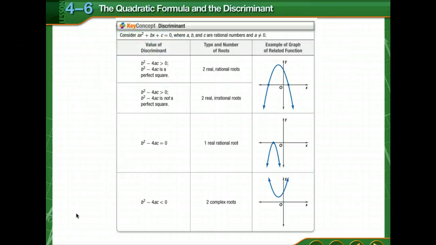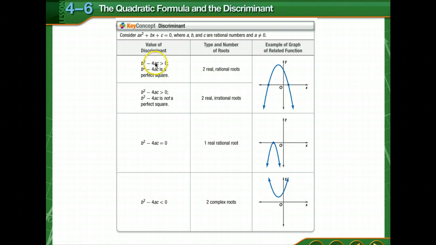Okay, now let's talk a little bit about the discriminant. In the previous examples, we have looked at the relationship between the value of the expression under the radical and the roots of the quadratic equation. Now the expression b squared minus 4ac, that's underneath the radical, you remember that part? We call that the discriminant. The value of the discriminant can be used to determine the number and the type of roots of a quadratic equation. The table in this key concept summarizes the possible types of roots.